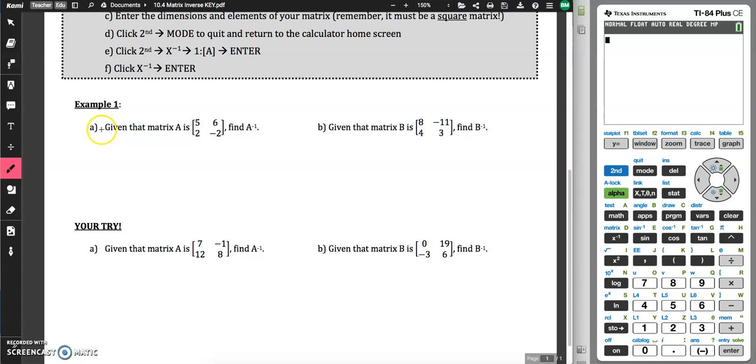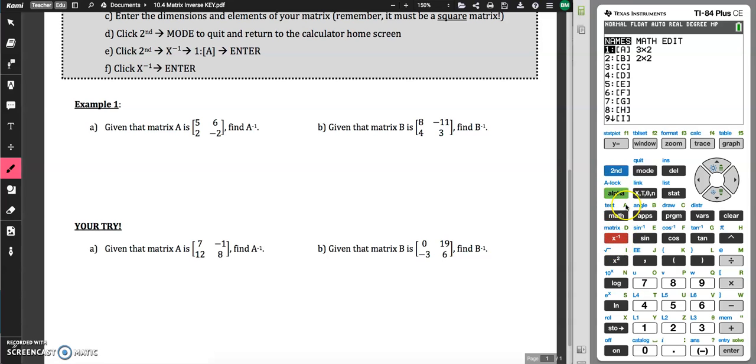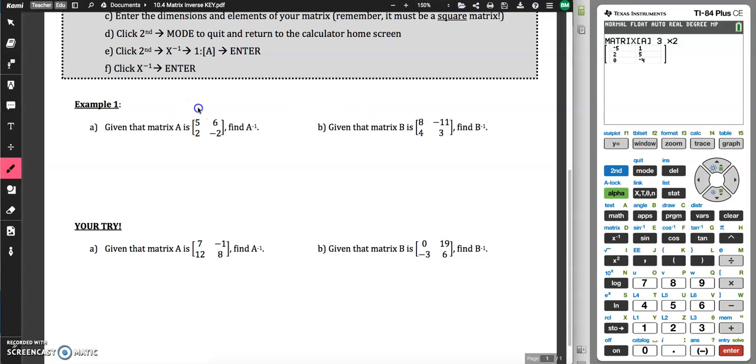Example 1, part A, it says, given the matrix A is this, we're going to find A inverse. So if I'm going to do this on my calculator, the first thing I need to do is type in the matrix. So to get to the matrix screen, I click second, and then the inverse button, we will use that later, but see the blue word matrix, that's what I want. So second, then this button here. Now I need to edit because I want to type in my matrix, so scroll over to edit, click enter. I need the dimensions here. So this guy is a 2 by 2. So because it has the same rows and columns, it's a square matrix, so I can find the inverse.